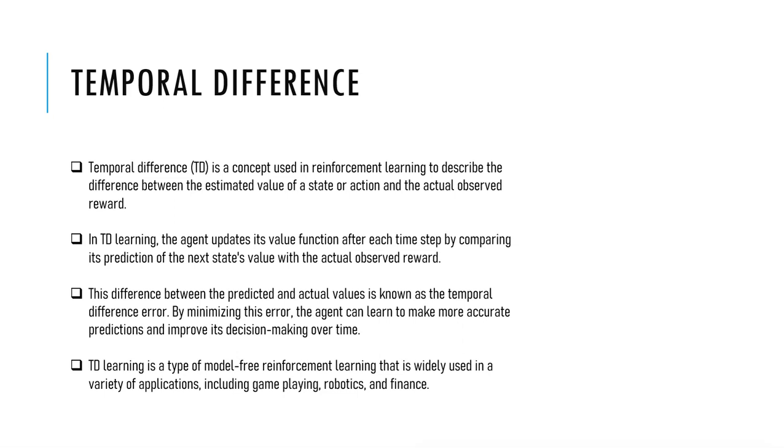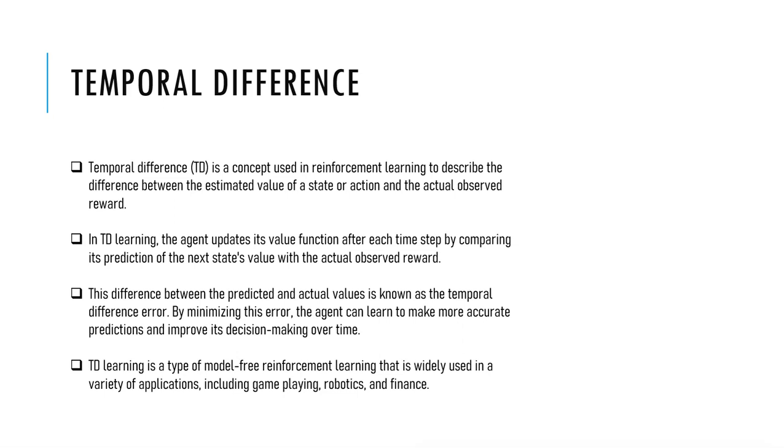So Q learning and SARSA are temporal difference learning algorithms. The temporal difference error is used to update the estimated value of the current state. By continuously updating these value estimates based on the observed temporal difference error, the agent is then able to learn or make decisions better and achieve better reward in the environment.